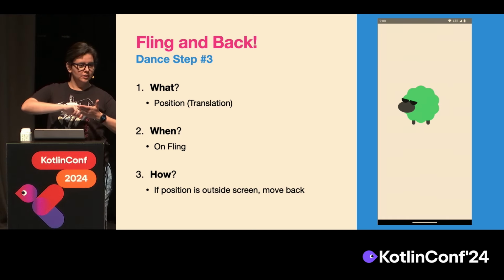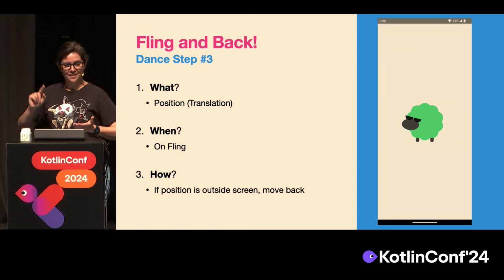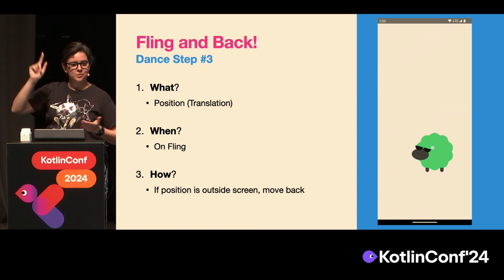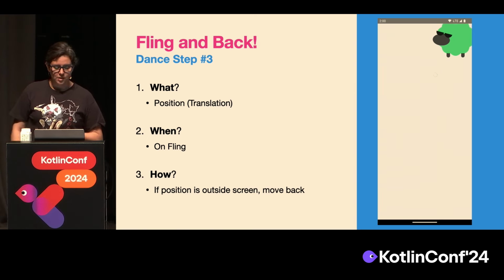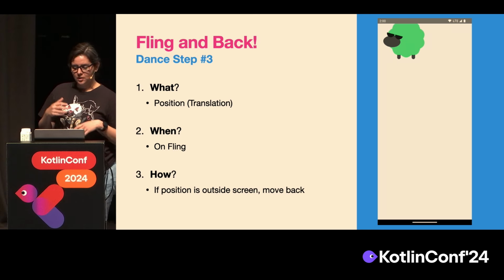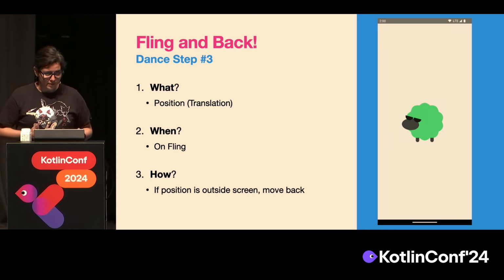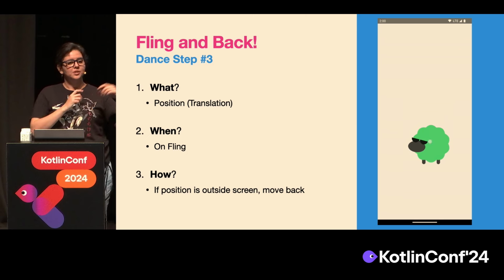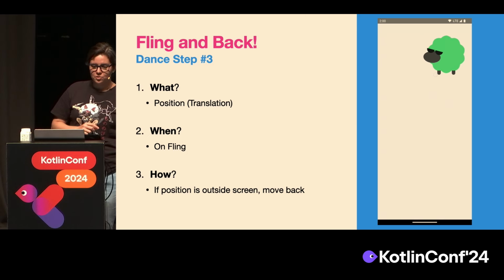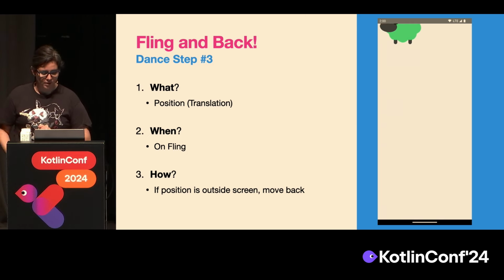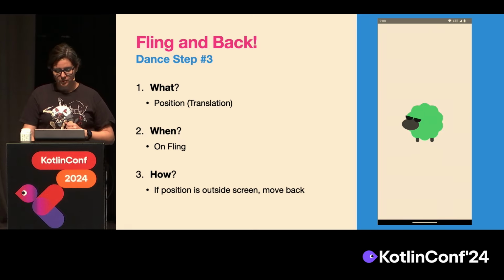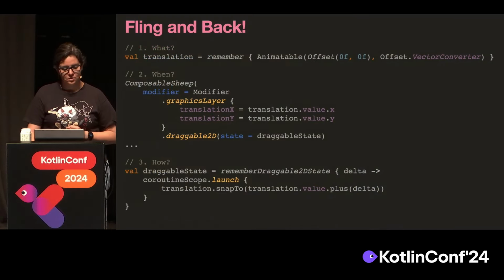If you have ever scrolled in a list in your phone, which I hope you have, whenever that list goes and overshoots, that's a fling. So we're going to detect those, and whenever I detect this fling happening, if my chip ends up outside the screen, I'm just going to move it back. Cool. So let's translate this to code.